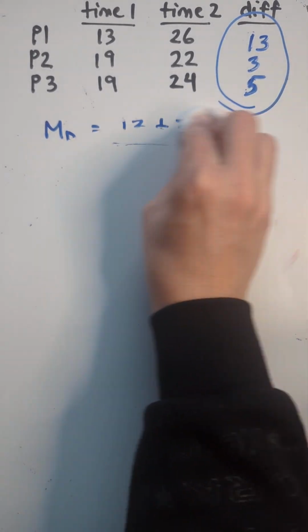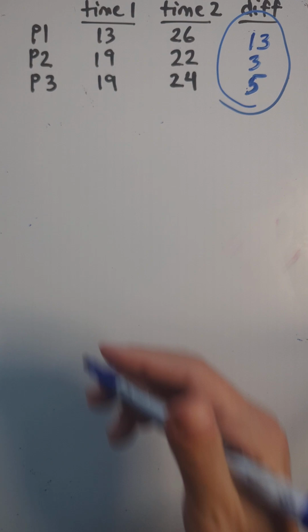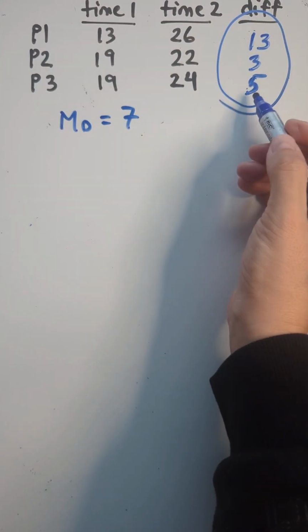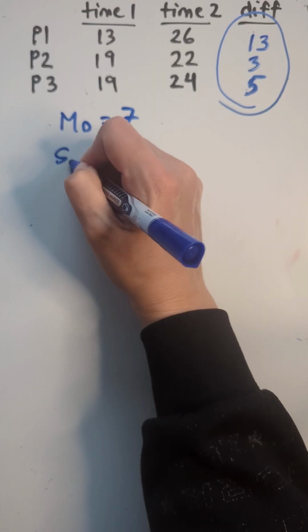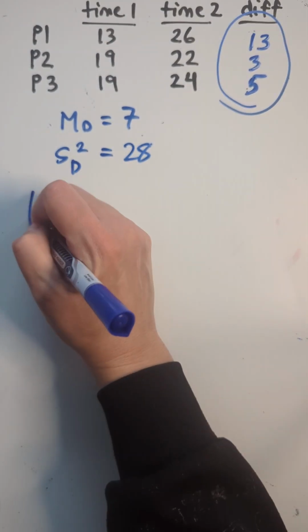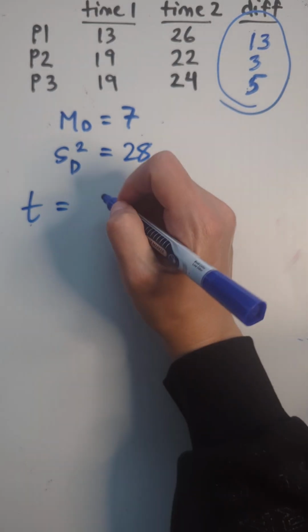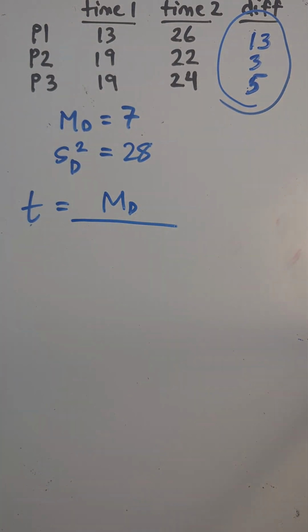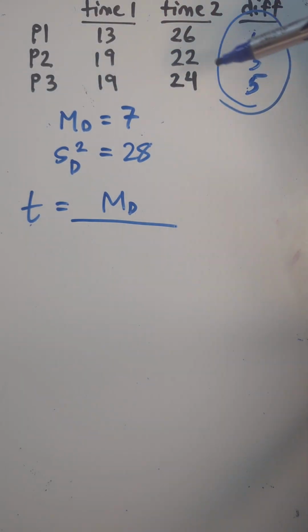All right, so let me put my summary statistics up here. We together calculated the mean of the different scores, which was 7. And then we calculated the variance of the different scores, which was 28. And now we shall put them into the t-test. The top is the mean of the different scores. What, on average, is the change for participants when they jump from time 1 to time 2?